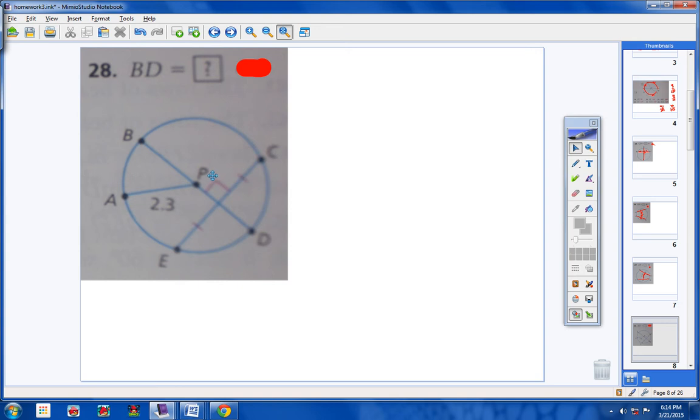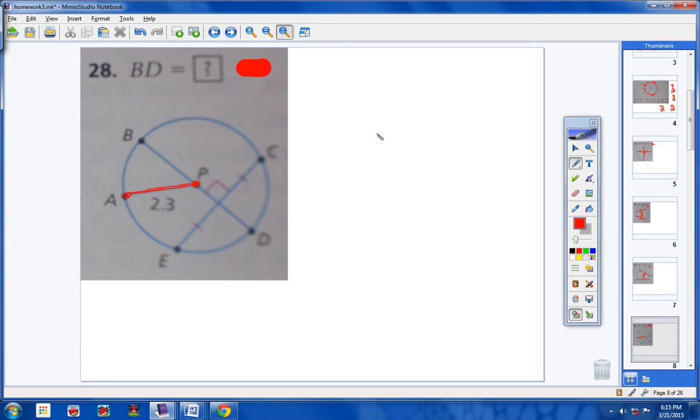Number 28, we're looking for BD. Guys, I'll be honest, this might be the easiest one we've done, although it looks really complex. But to me, it's pretty simple. B is the center. 2.3 is the radius, right? There's the center, there's the point on the circle. So the radius is 2.3.